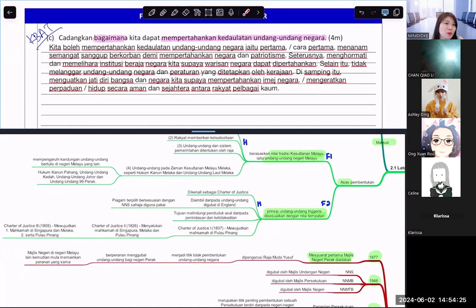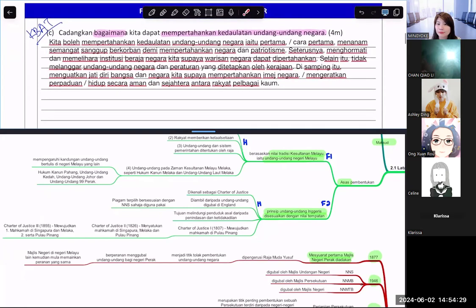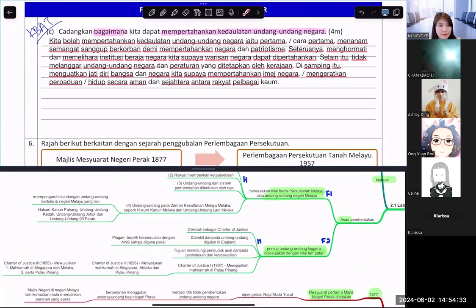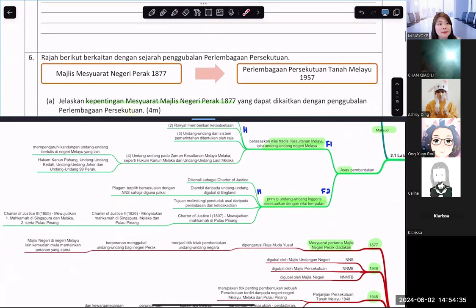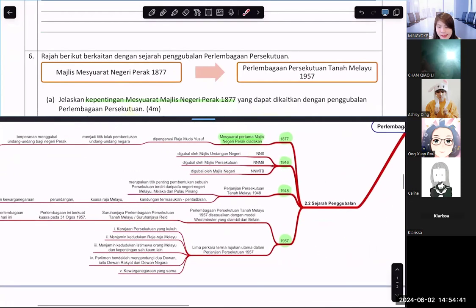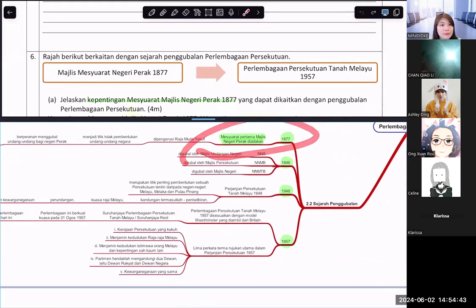If it's an essay, then you have to write kesimpulannya. Okay, next. Then we move into our kepentingan mesyuarat Majlis Negeri Perak 1877. This one. Guys, kepentingan mesyuarat is from here.